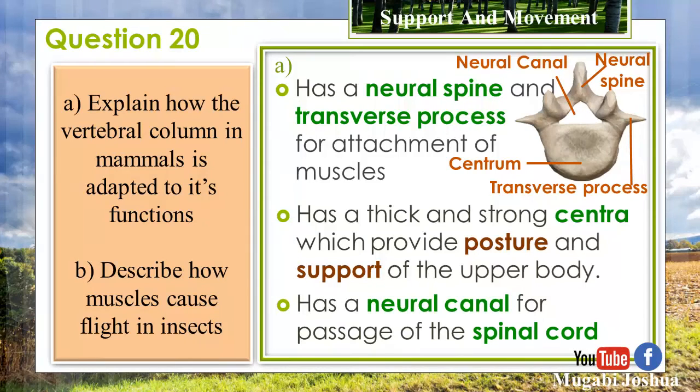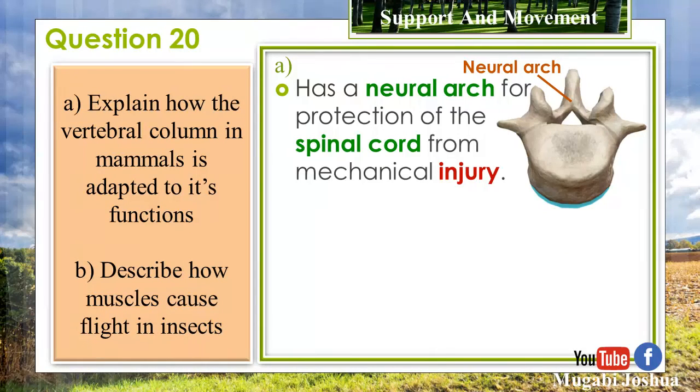Then thirdly, they have a neural canal for the passage of the spinal cord. Fourth, they have the neural arch for protection of the spinal cord from mechanical injury.